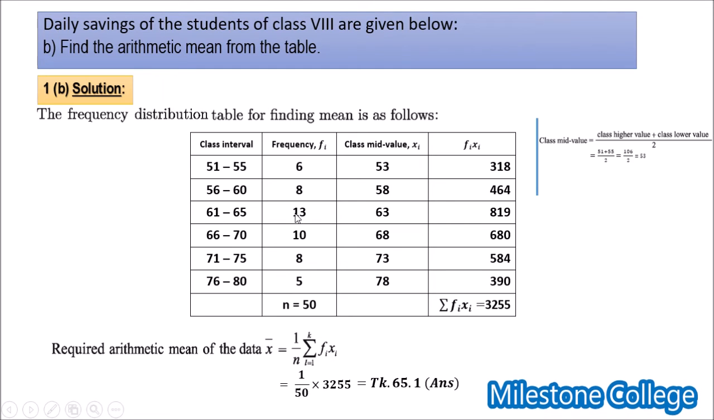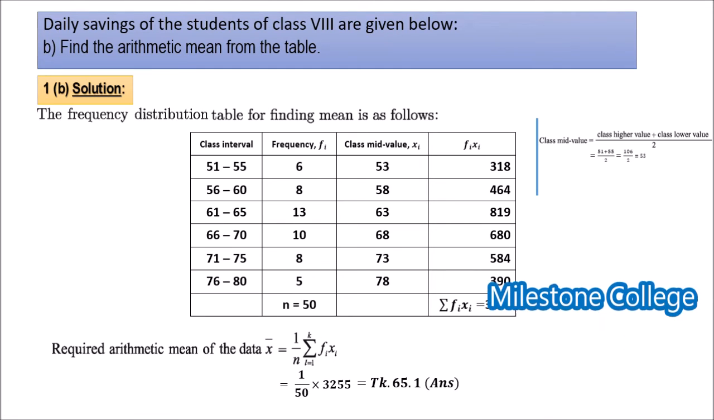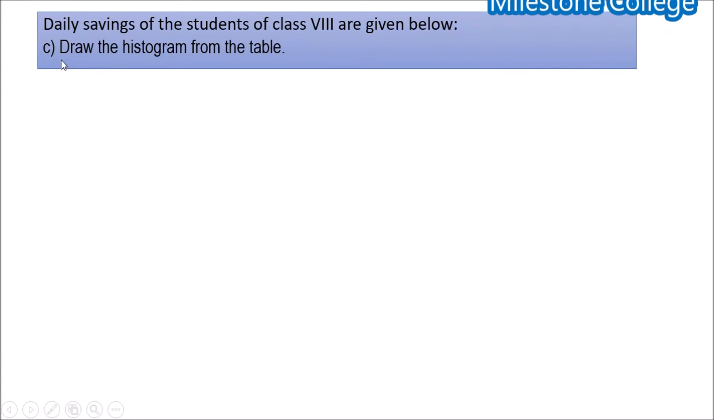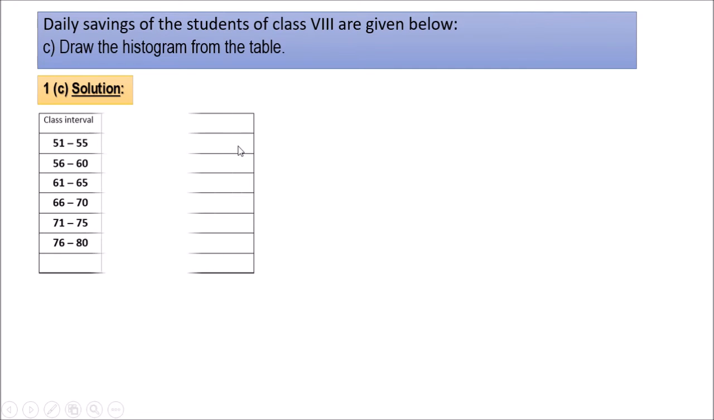Okay. So now we are going to move on to question number C. The question number C was: draw the histogram from the table. It's not actually difficult, it's very crucial because there are lots of things you have to look at. If anything is missing there, your marks will be reduced.